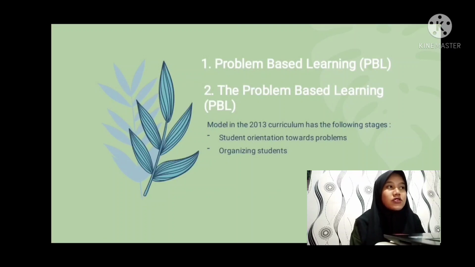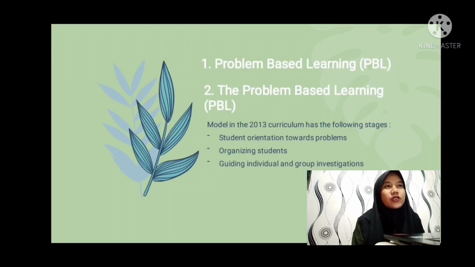Next, organizing students. At this stage, the teacher helps students define and organize learning tasks related to problems that have been oriented. For example, helping students form small groups, helping students read the problem found in the previous stage, and then trying to propose hypotheses on the problems.